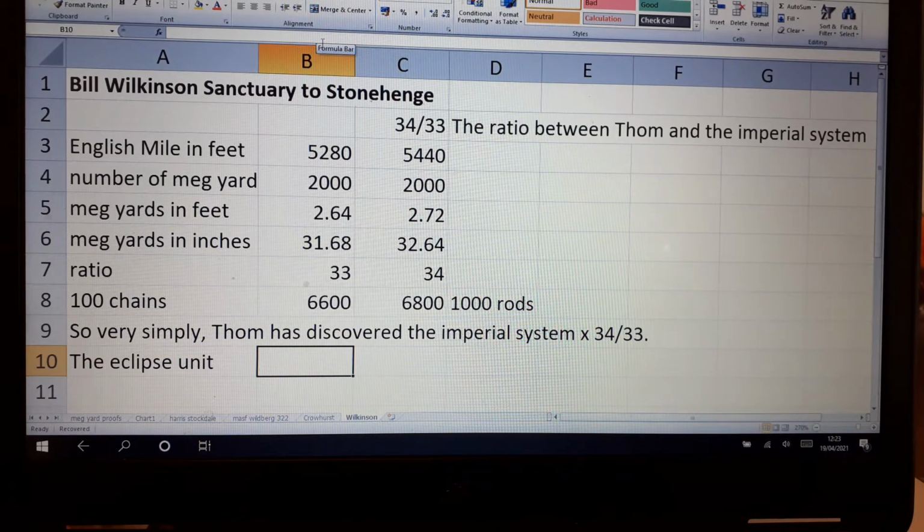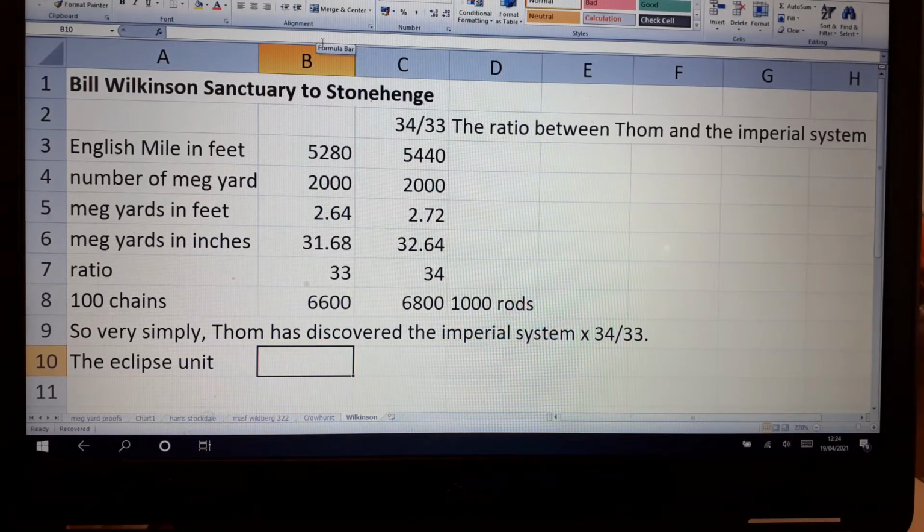I couldn't find the relationship between the imperial system and Thom's system until I'd written my first book. I tried and I just couldn't figure it. And of course, as soon as I published the book, I discovered it. And it's very simple. The English mile multiplied by 34 divided by 33 is Thom's system. And the megalithic yard is 17 times 16, which equals 272. It's a base 17 unit.